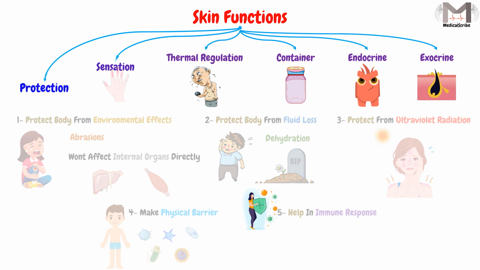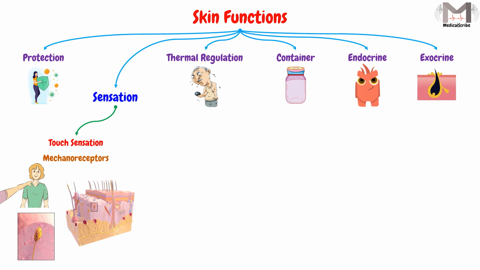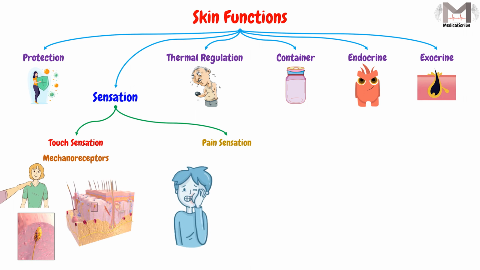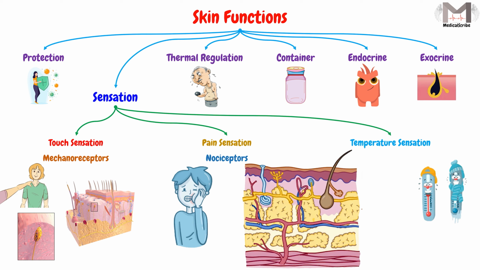Secondly, the skin has a function in sensation, and we have mainly 3 types of sensations by the skin. The touch sensation that's done by the mechanoreceptors, the pain sensation that's performed by the nociceptors, and also the temperature sensation that's done by the thermoreceptors. That's regarding the sensation function.